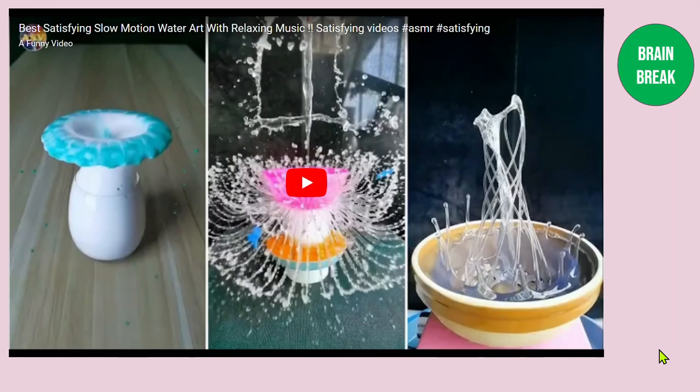All right. If you would like a brain break, you can click on the brain break on your own. I've put just the brain break in as a link in Schoology.